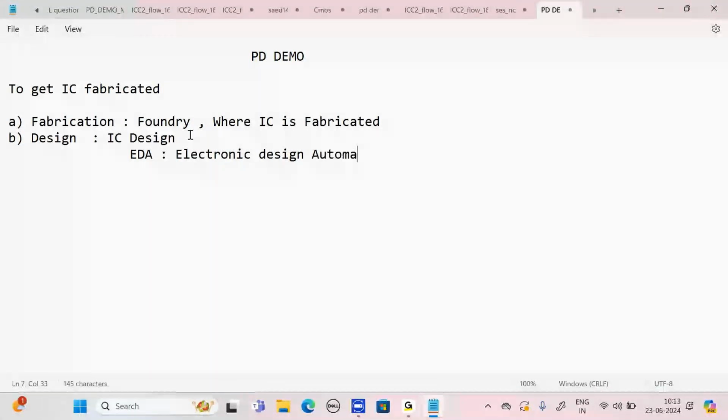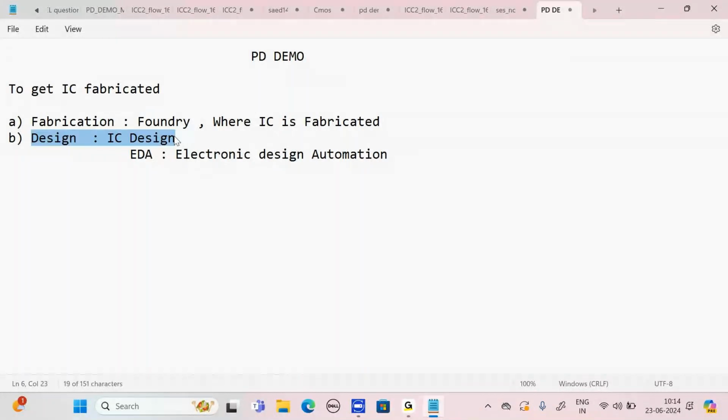Nowadays, tools are very smart, smarter than human beings. With the evolution of AI and other software tools, the tool will do most of the work, even in IC design also. So we use electronic design automation tools to design an IC.